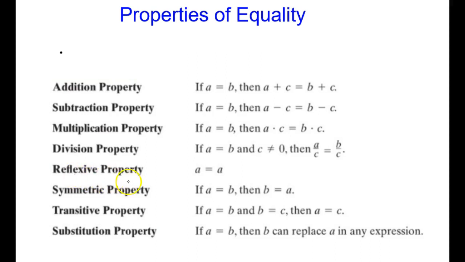Then we have the reflexive property, which you will remember from geometry. Anything is going to be equal to itself. Symmetric property, if A equals B, then B equals A. The transitive property we also talked about quite a bit in geometry. If A equals B and B equals C, then A must be equal to C. And then the last one, the substitution property. If A is equal to B, then B can replace A in any expression, and vice versa. A could replace B in any expression.